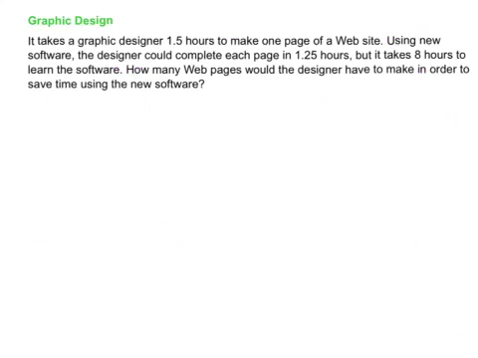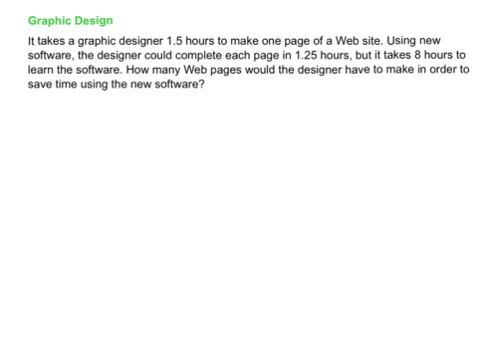Next is our first application problem. And it says it takes a graphic designer 1.5 hours to make one page of a website. Using new software, the designer could complete each page in 1.25 hours. But it takes 8 hours to learn the software. How many web pages would the designer have to make in order to save time using the new software? And so what we need to do is come up with an equation, define a variable, and solve.